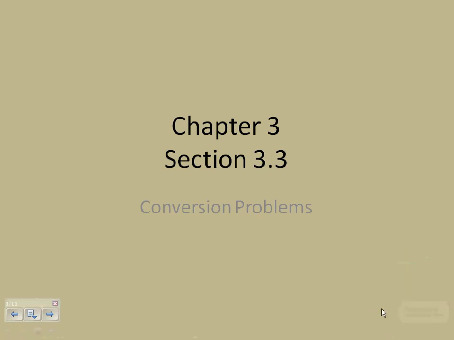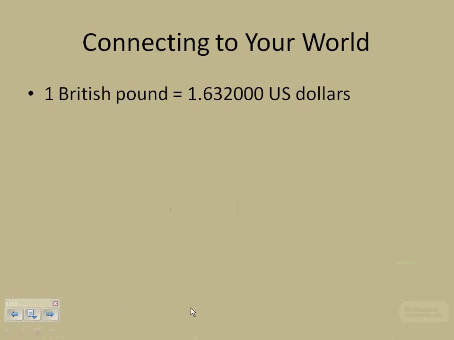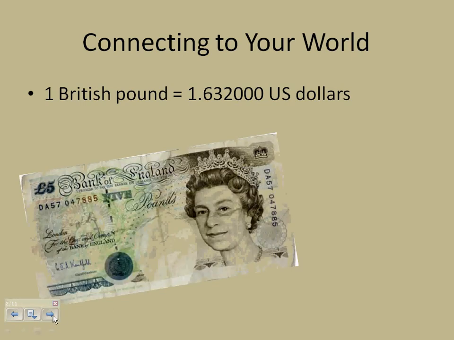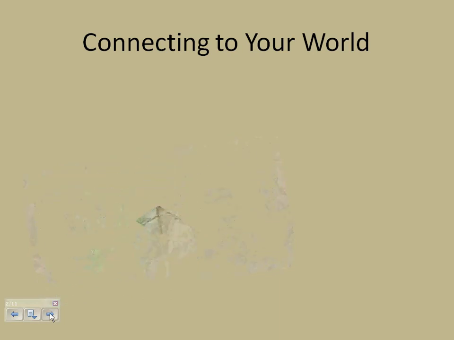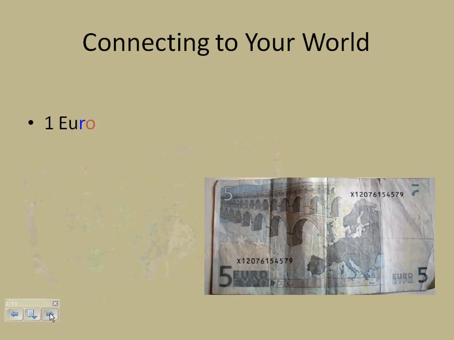Let's look at conversion problems. So, some conversions. Here's a conversion. If you wanted to know how much a British pound was worth, we have a conversion of 1.632 plus 3 more zeros. That's how far they take the sig figs in US dollars. A euro is 1.4249 US dollars. And I didn't update these for today.